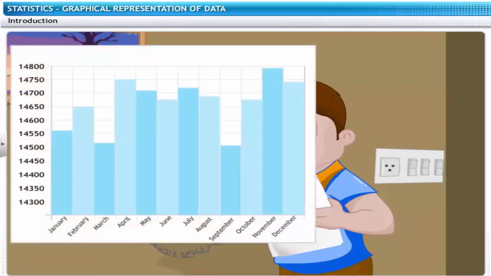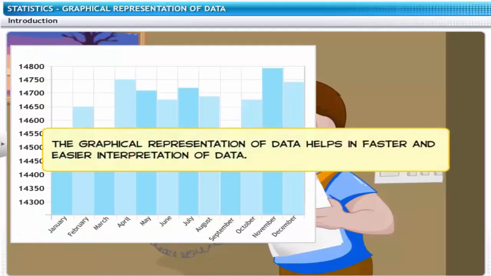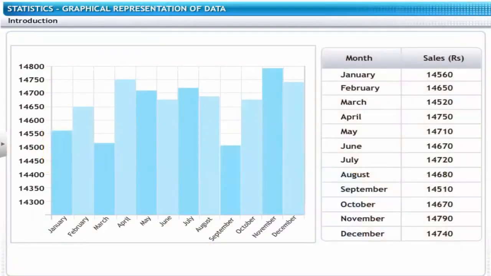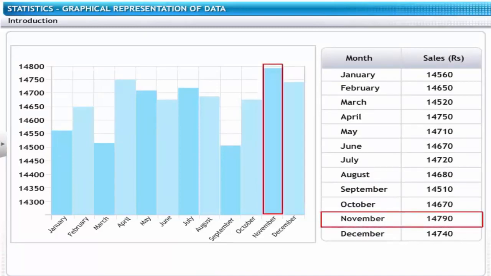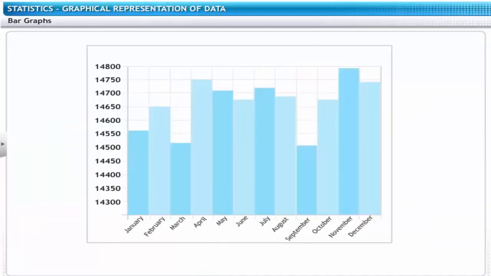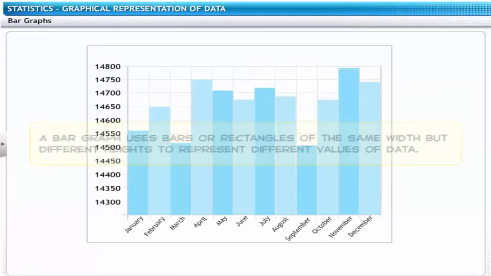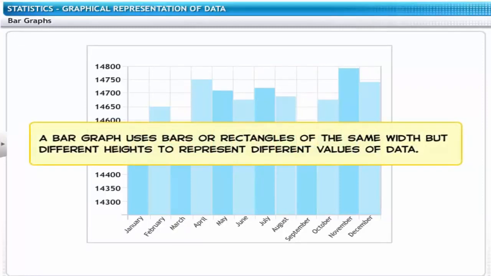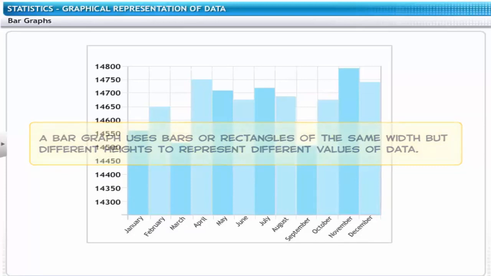Yes, there is. Data can be represented as graphs for quick and easy interpretation. Look at these figures. It is the same data that Mr. Shoestring was struggling with. Identifying the month with the maximum sales can now be seen in a jiffy. Now, the figure we use to represent Mr. Shoestring's sales figures is called a bar graph. A bar graph uses bars or rectangles of the same width but different heights to represent different values of data.